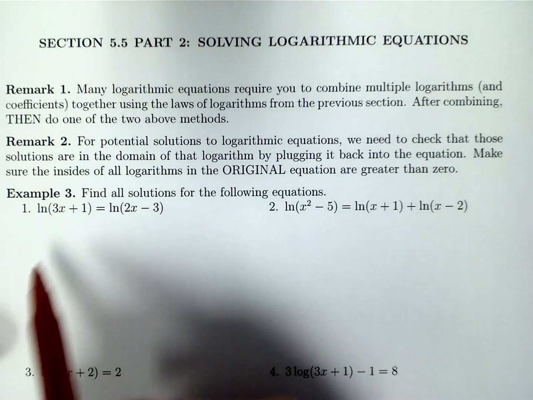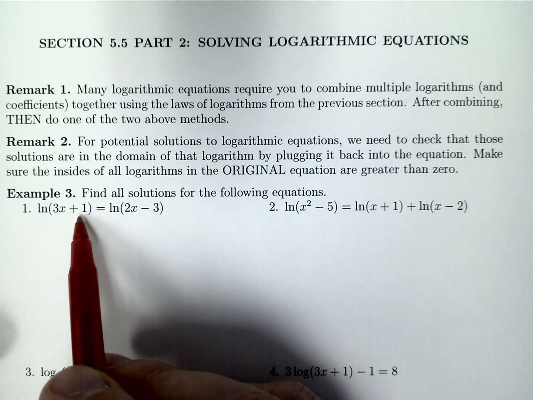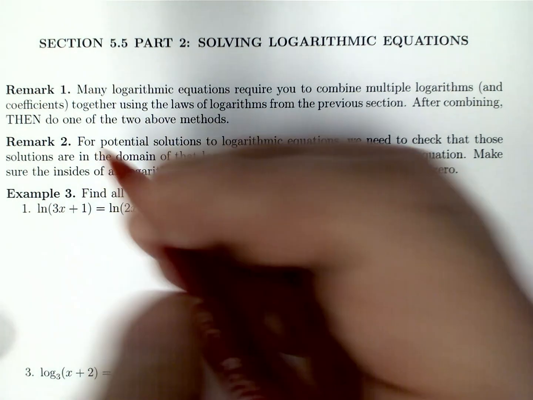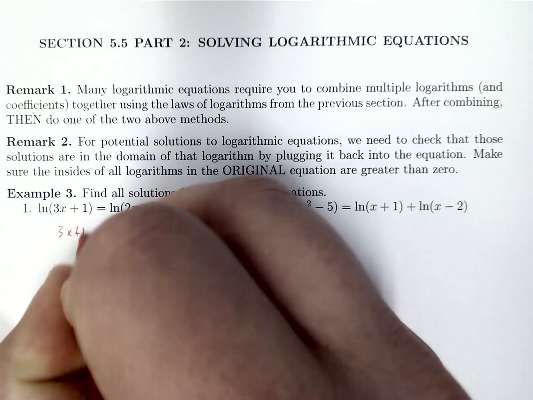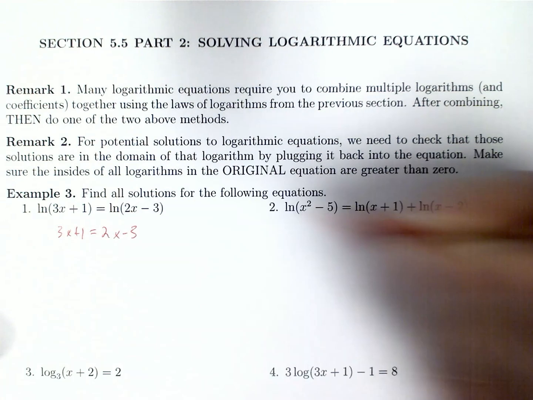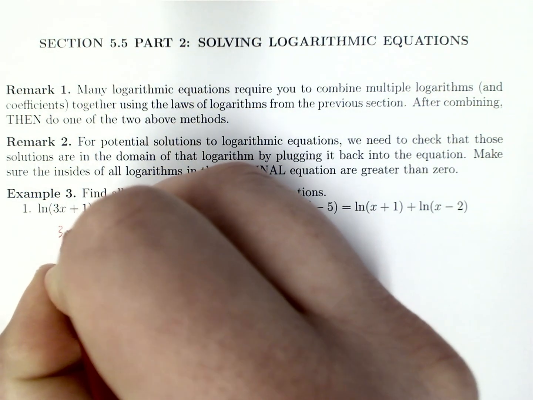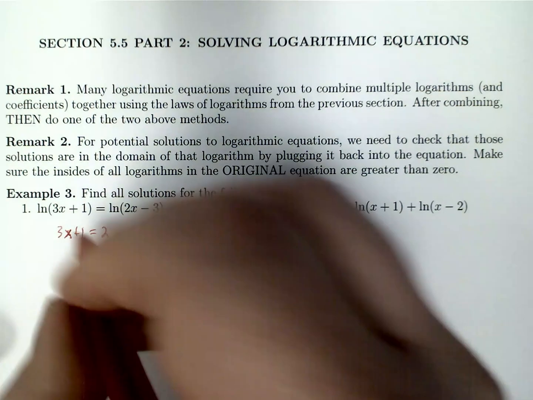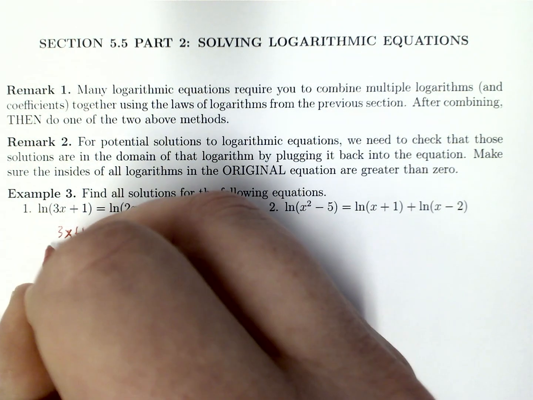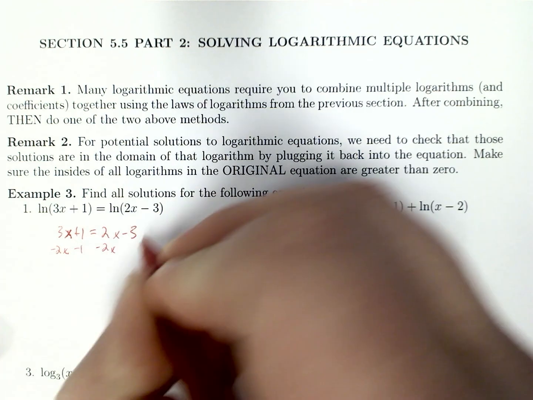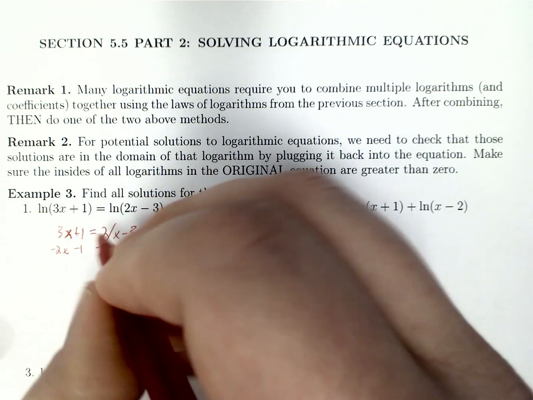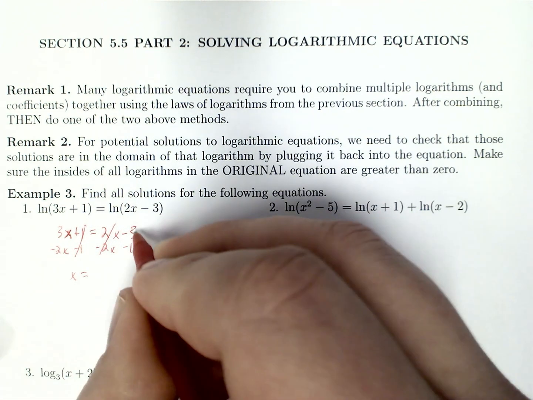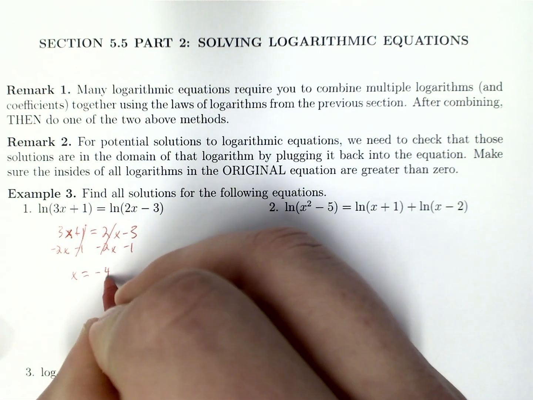So if we look at number 1, ln of 3x plus 1 equals ln of 2x minus 3, that can only be true when 3x plus 1 equals 2x minus 3. Again, it's the idea of making the two sides look the same, so we set the insides equal to each other. We start solving: subtract 2x from both sides, subtract 1 from both sides, and we get 3x minus 2x is x, and negative 3 minus 1 is negative 4.